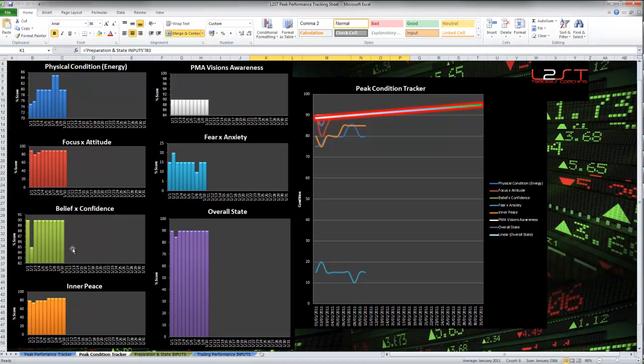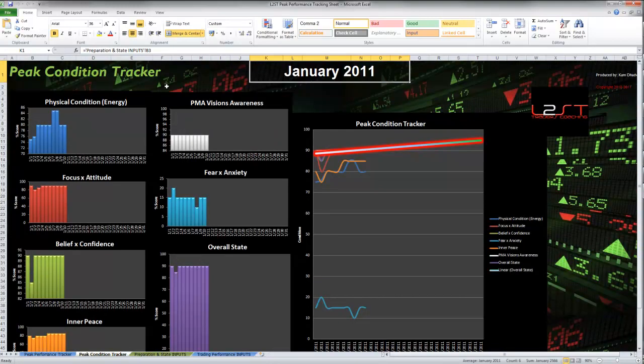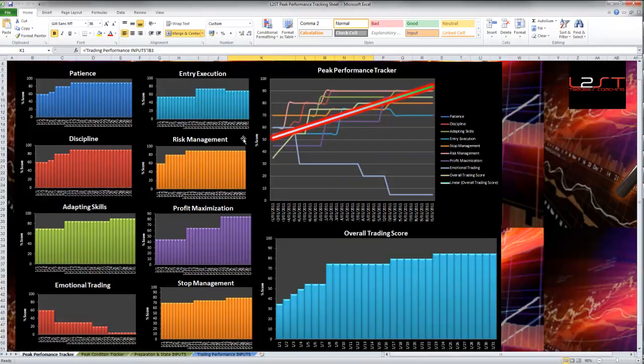A lot of this can be done before you start trading. So the condition, your state, can be tracked before you start trading as well as after, but your performance is tracked after you finish trading.